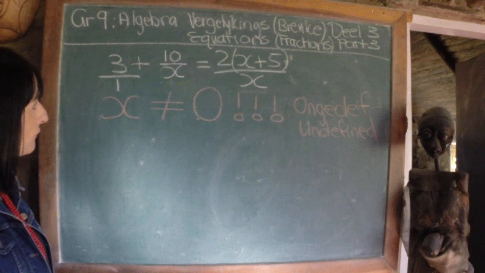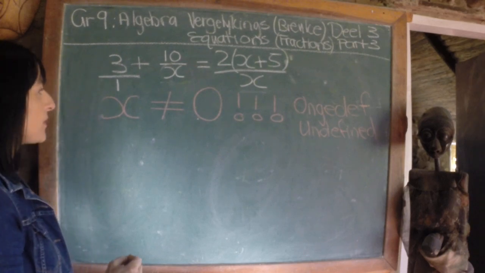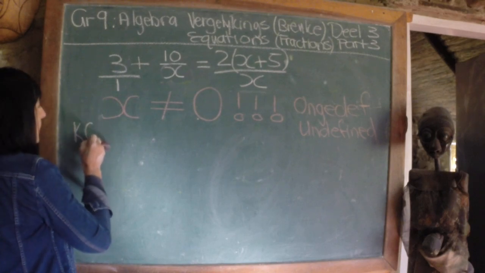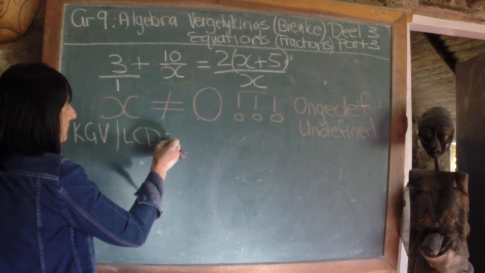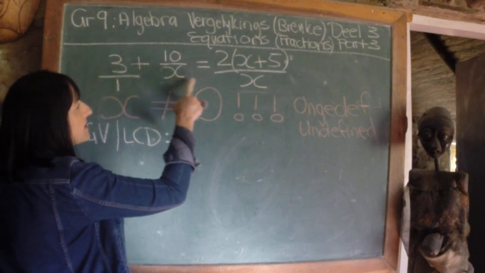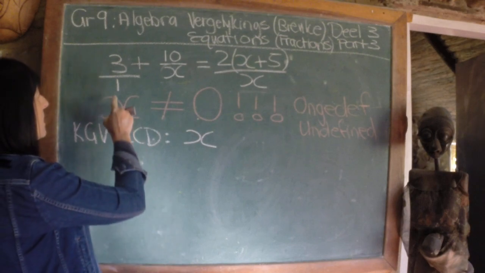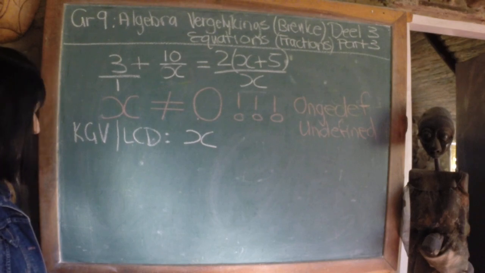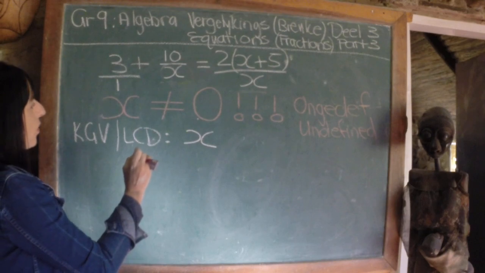Okay. Now, we're going to do exactly the same thing as yesterday, the previous lessons. Ons gaan presies dieselfde doen. Ons gaan dadelik 'n KGV kry. We're going to get the lowest common denominator. If we go through all the denominators, it's 1, x, x, so that's going to be x. As ons deur al ons noemers gaan, het ek 'n 1, 'n x en 'n x, so daarom is ons KGV x.